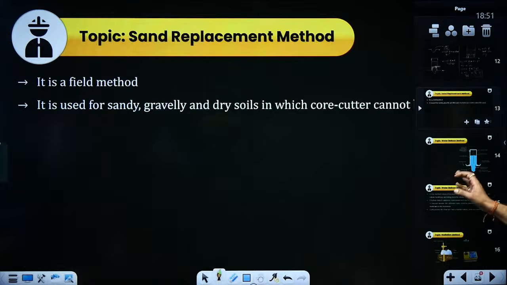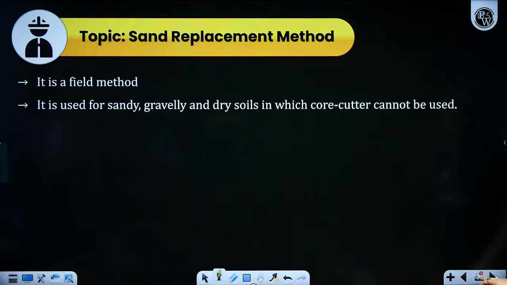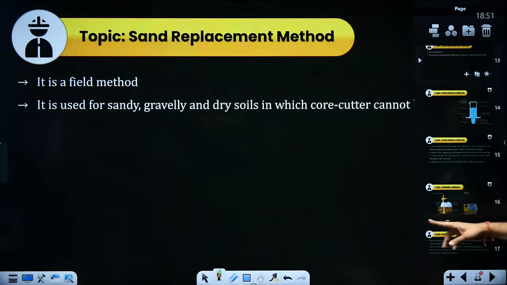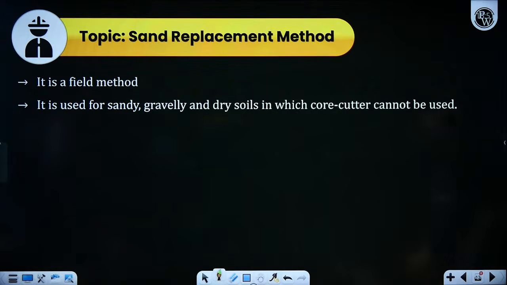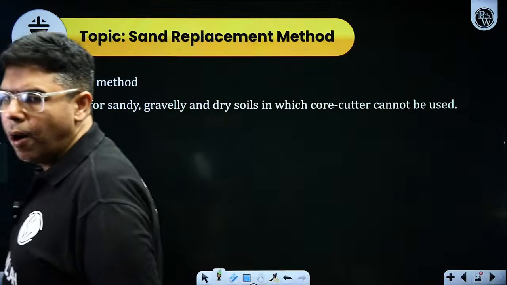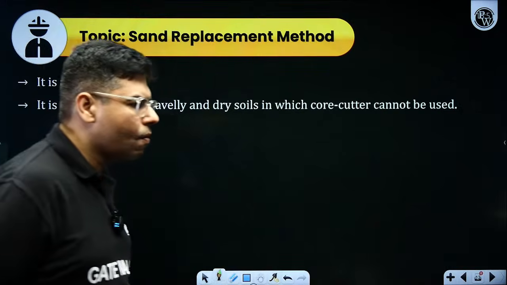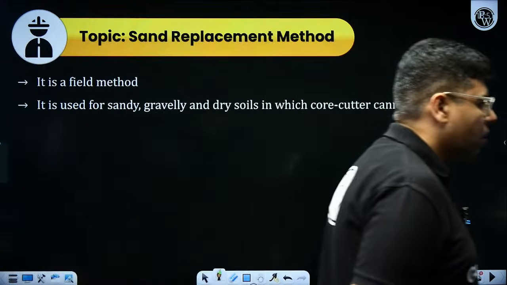Can I proceed further? Now I will tell you about the water balloon method. Radiation method is not important. We will cover only till the water balloon method here. Any problem till here? Please tell me. Can I proceed? Is it clear to you?